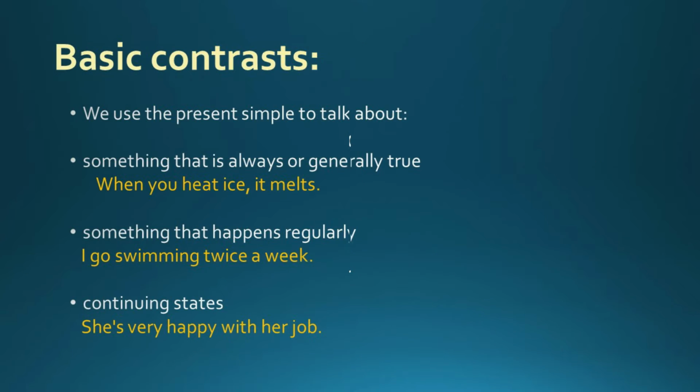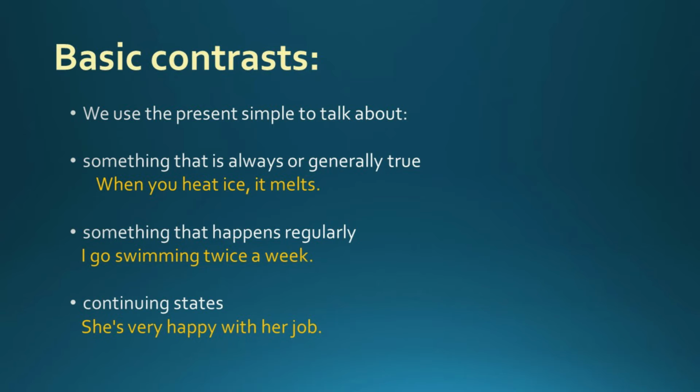Here are some of the basic differences between the two tenses. We use the present simple to talk about something that is always or generally true. For example, when you heat ice, it melts. So something that is always or generally true, something that is universal. For all universal statements or all statements that are generally true, you have to prefer present simple tense. When you heat ice, it melts.